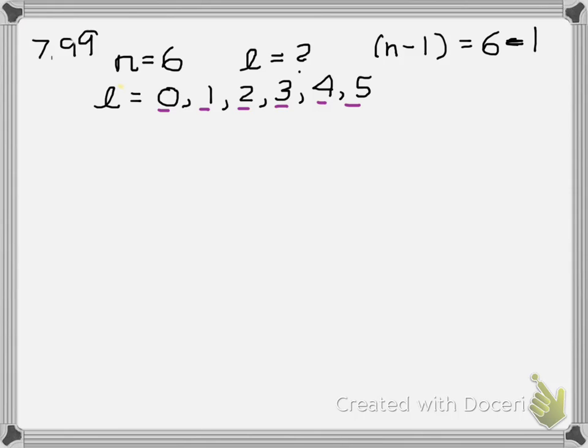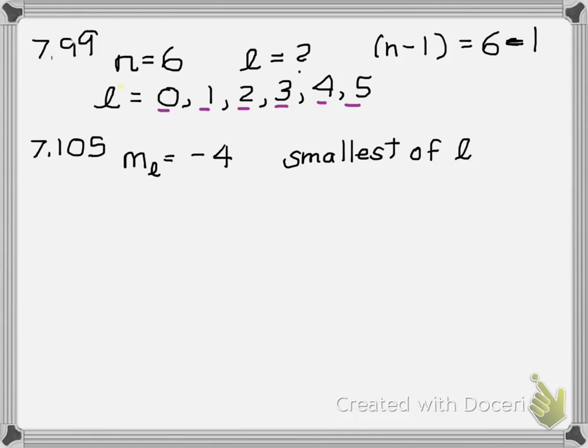Okay, so let's look at another example, and I'm just looking at 7.105. And 7.105 says, if m sub l equals negative 4, what is the smallest value of l? That's what they ask us. It says if m sub l equals negative 4, what is the smallest value of l?